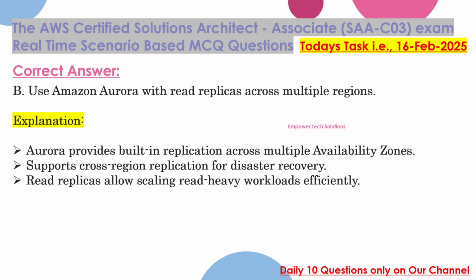Correct answer: B. Use Amazon Aurora with read replicas across multiple regions. Explanation: Aurora provides built-in replication across multiple availability zones. Supports cross-region replication for disaster recovery. Read replicas allow scaling read-heavy workloads efficiently.